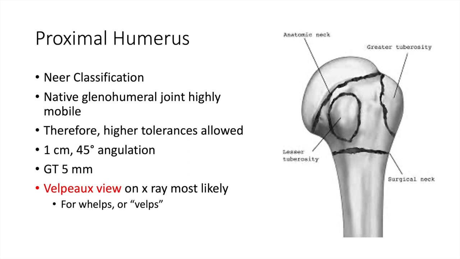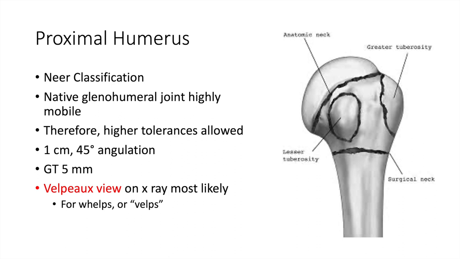We know that the shoulder is hypermobile, that's its definition, and therefore you would expect higher tolerances to be allowed. We see here that for each fracture fragment, we can allow up to 1 centimeter of displacement and 45 degrees of angulation, with one exception being the greater tuberosity, which is only 5 millimeters.